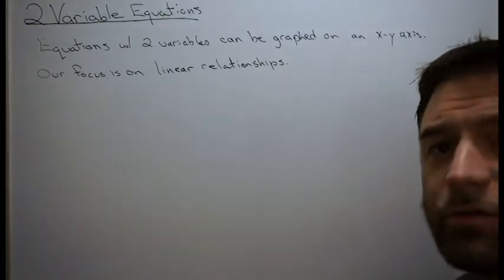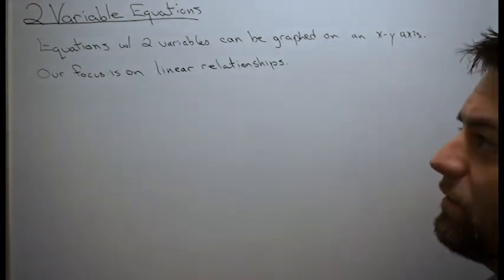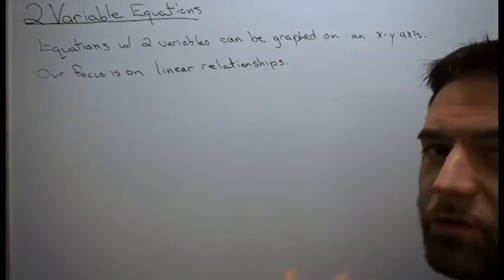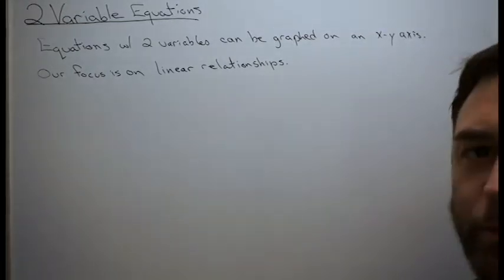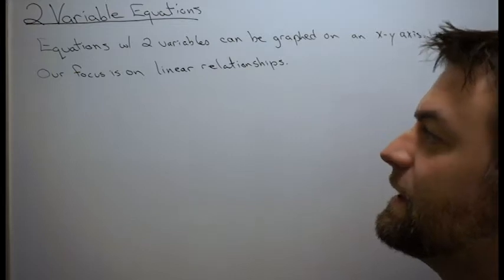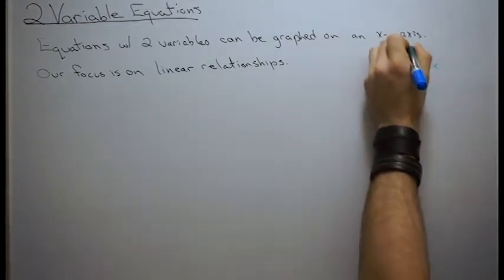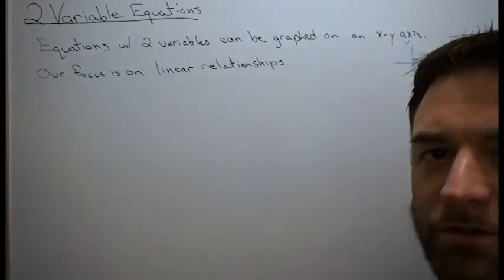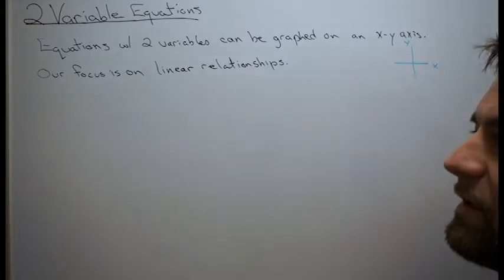All right, so just a quick look at two variable equations and relationships. With these, what we're looking at is equations with two different variables. Oftentimes we use just x and y as our variables, and these are things that can be graphed on an xy axis. The xy axis, again, is just our little grid that we use with the x and y. So there'll be two values that we can plot because we have two different variables, two different missing values.